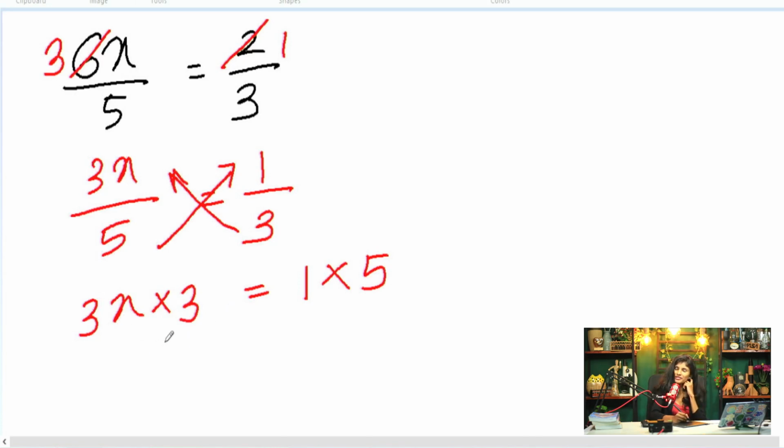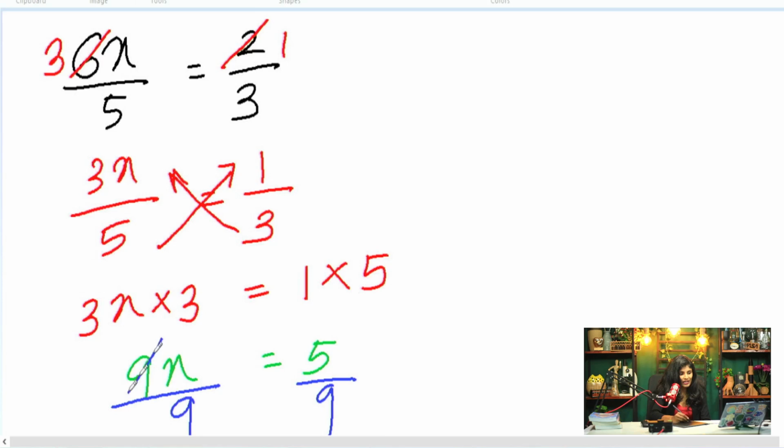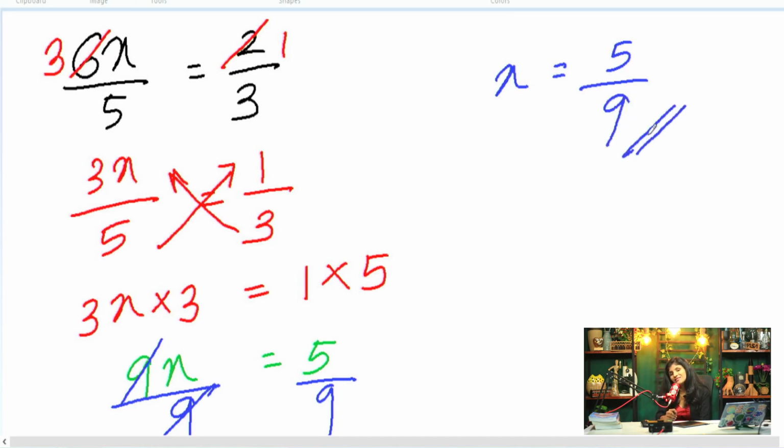3x times 3. 3 times 3 means 9x equal 5 times 1 means 5. Now, here I have 9x, no? So, I will divide both the sides by 9. Then 9 and 9 are cancelling out. X equals 5 over 9. I'm going to keep the answer in the same way because this is fractional equations. That's it.